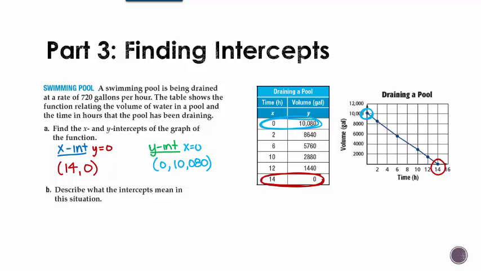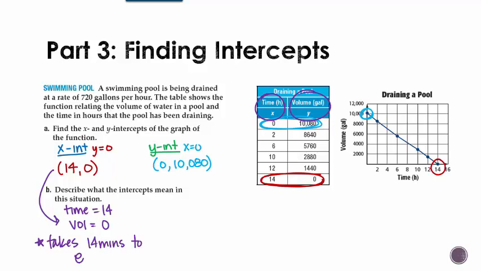And then it asks us to describe what the intercepts mean in this situation. So let's think about this. X is time, y is volume. So when we have time equals 14, volume equals 0, that means it takes 14 hours to empty the pool.